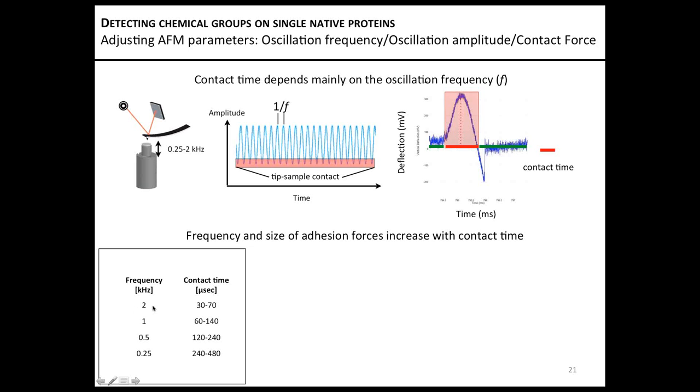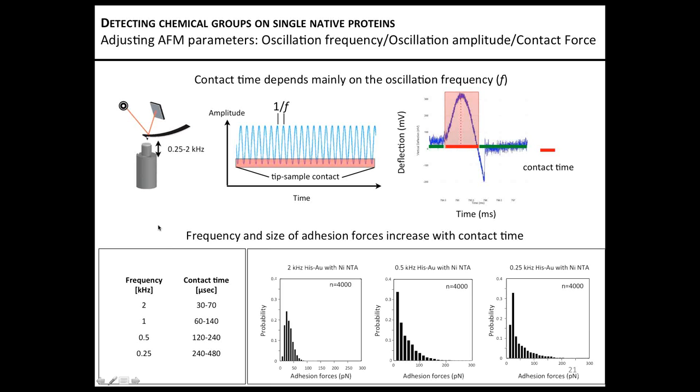So when we start at 2 kilohertz, we get rather short contact times between 30 and 70 microseconds, but we can modulate these contact times by one order of magnitude. If you go to a quarter kilohertz, we will reach 240 to 480 microseconds, which is in the biological range of a ligand-receptor formation.